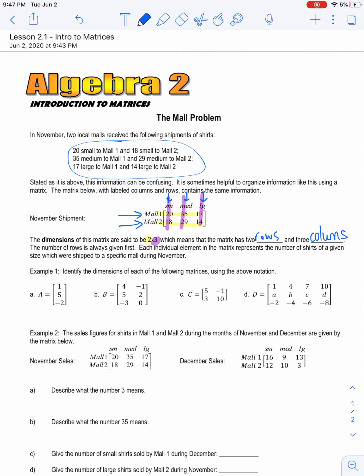All right, a number of rows always comes first, and then number of columns is always second. And then each individual element in the matrix represents the number of shirts of a given size that were shipped to a specific mall during November. All right, we will come back to the mall problem in example 2, but let's go ahead and look at example 1 first. Here's just practice with identifying dimensions.